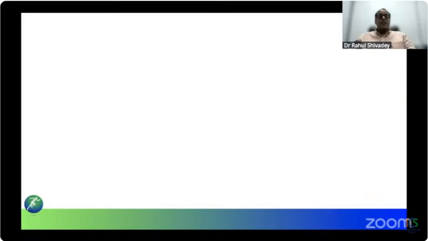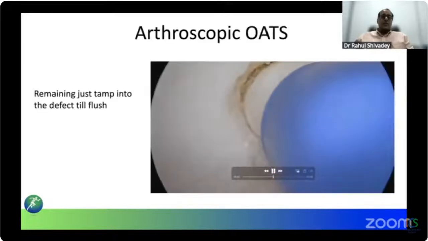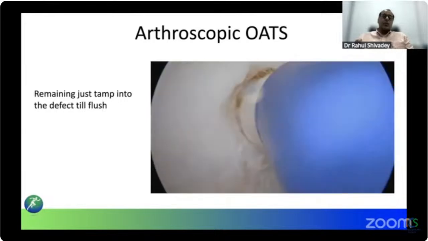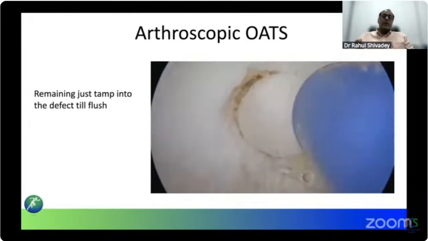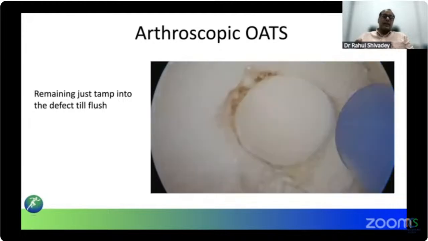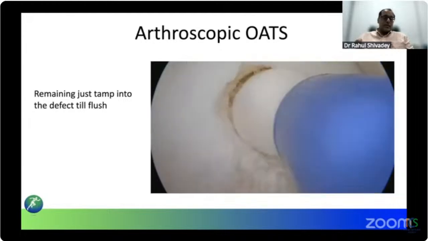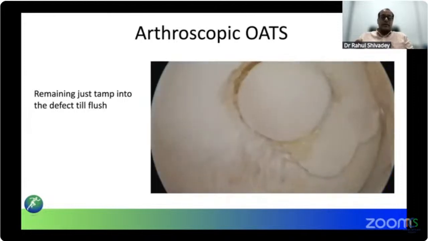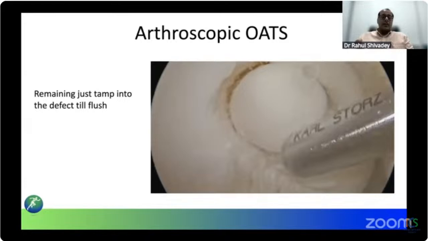So this is a case where we have done 2 plugs, as you can see over here, and slowly you need to tamp it in so that you get a very flush fit with the chondral surface. And that is where you will find that the healing rates, the patient satisfaction rates, and the return to pre-injury levels are very good. So again, being flush is very, very important in such cases.